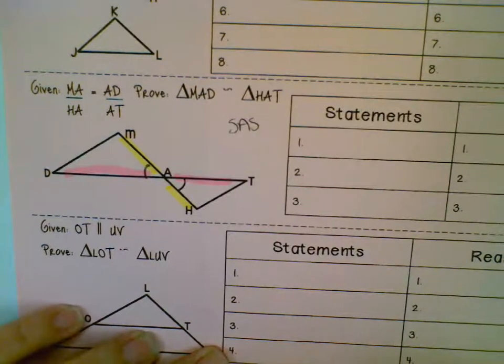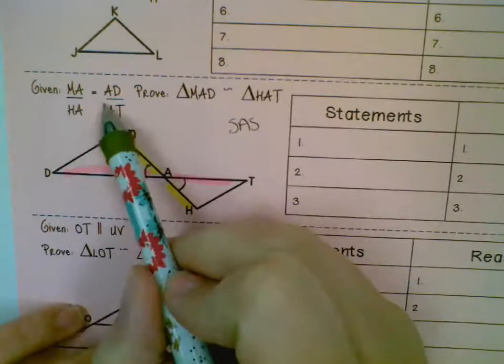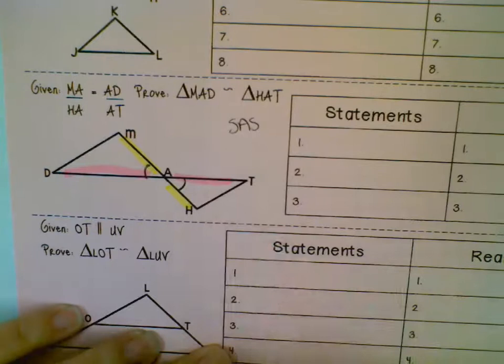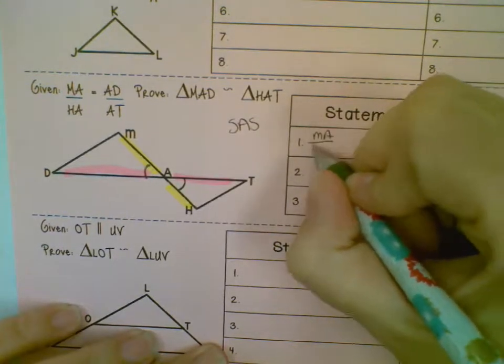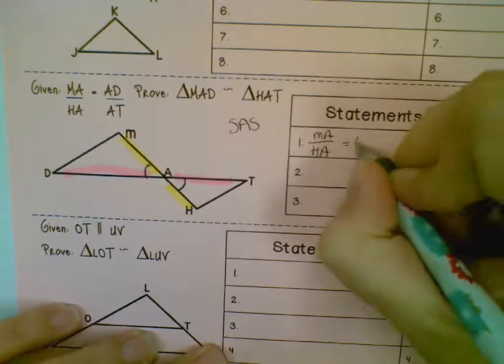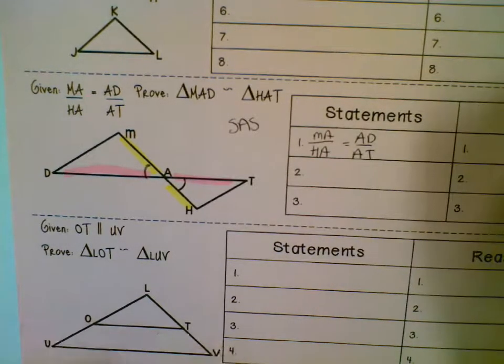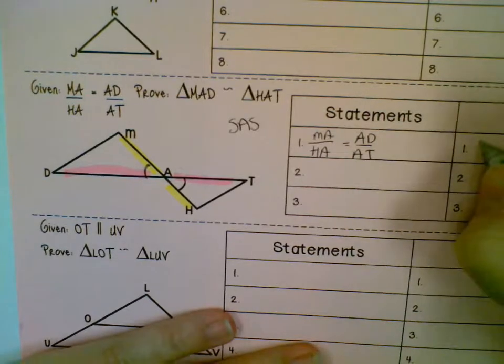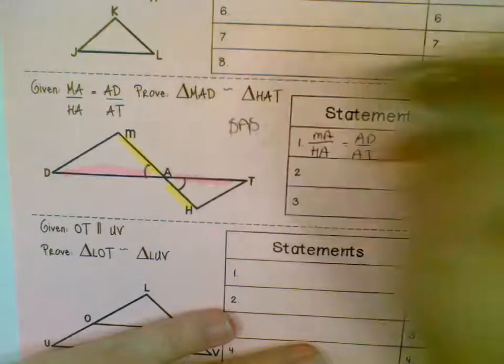So we're still going to do a checklist, sort of, because our sides are actually going to be in one step, and then we'll show our angle. So our sides are given to us, so MA over HA equals AD over AT. So remember, that shows us our proportionality for our sides. And we know that that's true because it's given. So we did our sides.